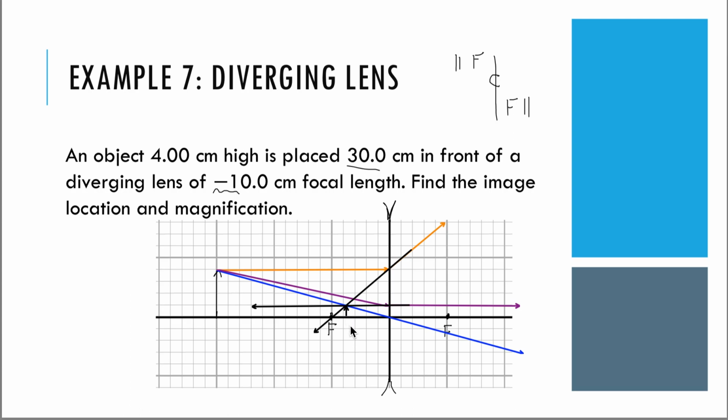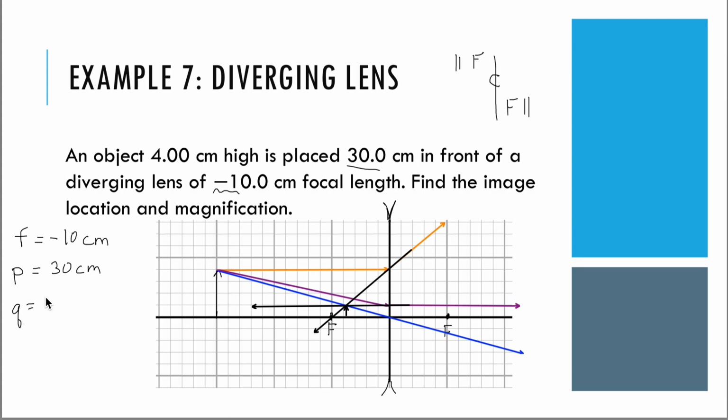So you can see that with this ray diagram, we don't know exactly where that image is. So it's good to use the equations to get a more exact answer. We do know that the image is virtual and smaller than the object, but we don't know exactly where it is. So let's use the equations here. Let's define our f and our p. The focal length of a diverging lens is always negative, 10 in this case. And then the object distance is going to be 30 centimeters. So let's find our image distance q.